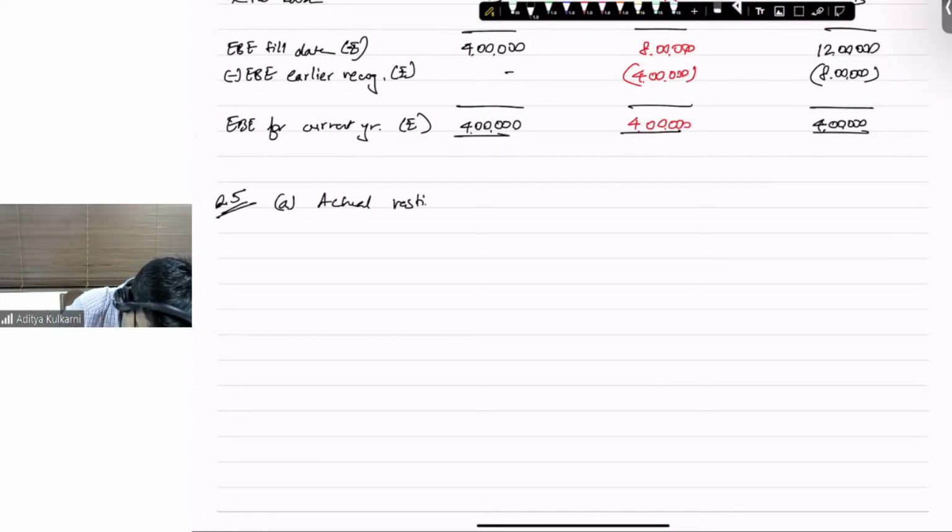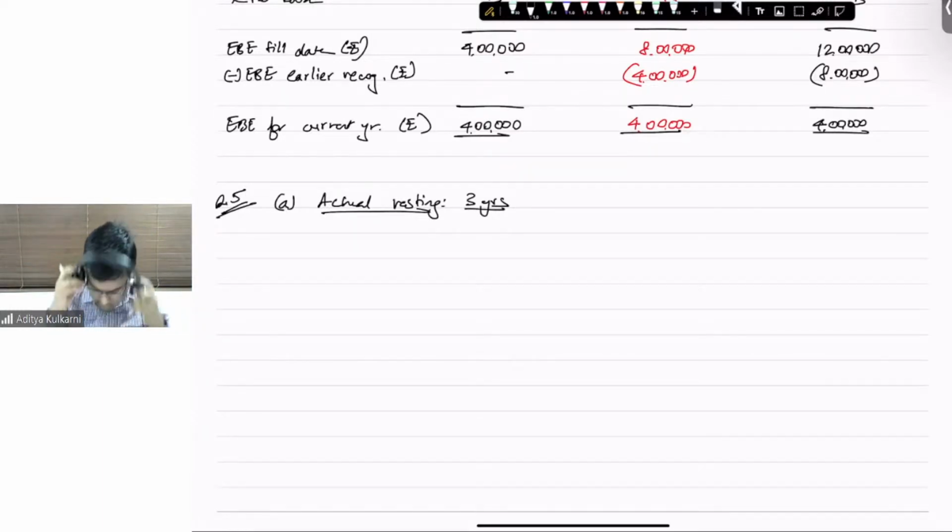Actual vesting happens in 3 years. This fact comes to your knowledge only in the 3rd year. मेरे को फर्स्ट एंड सेकेंड ईयर में I will not be knowing it. So first year, second year, I will do the apportionment based on 4 years. Third year में I met the condition, so options would be vesting, and therefore we will do the entire write off in the third year.